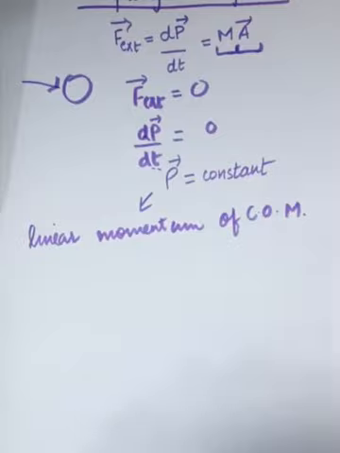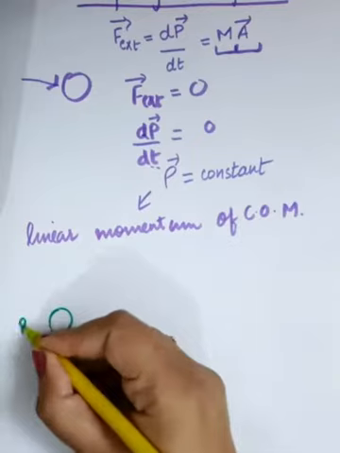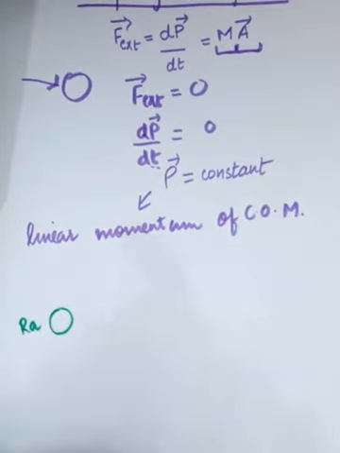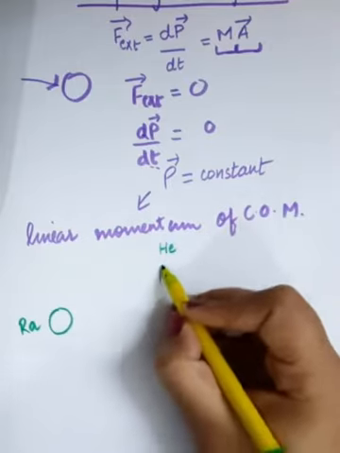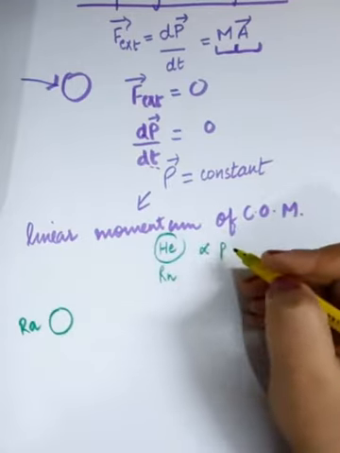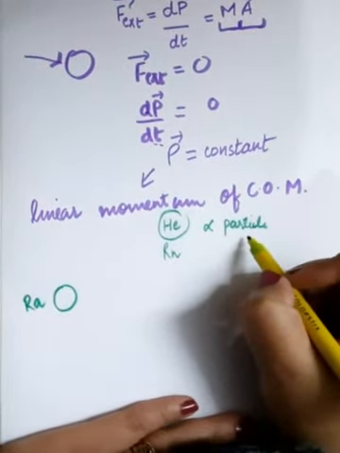Example number 1. Consider a radium nucleus disintegrating into radon and helium. This is a radium nucleus. Suppose it is at rest. When the radium nucleus is at rest and it decays into helium and radon. See, helium nucleus means alpha particle. You know that helium nucleus is alpha particle.